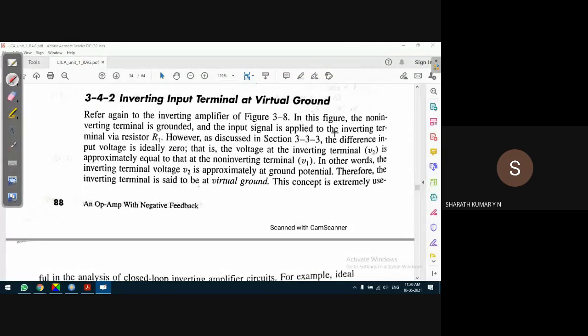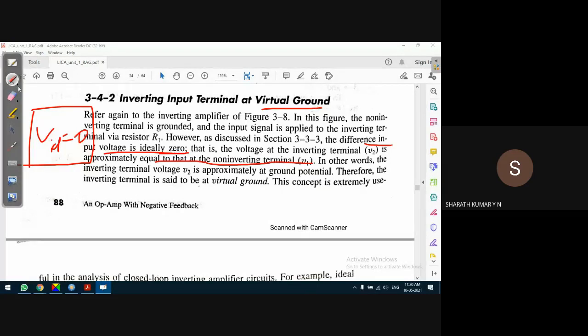Okay, so the differential input voltage is ideally 0. Why? Though the input voltage is applied to the inverting input terminal, because of the virtual ground concept, the effective differential voltage VID should be equal to 0 until and unless the input changes. Otherwise, the effective differential input voltage is 0 because of the virtual ground. The voltage at the inverting input terminal is approximately equal to that at the non-inverting input terminal.